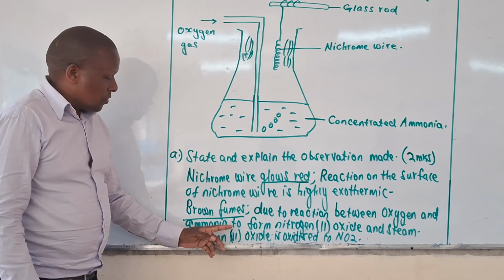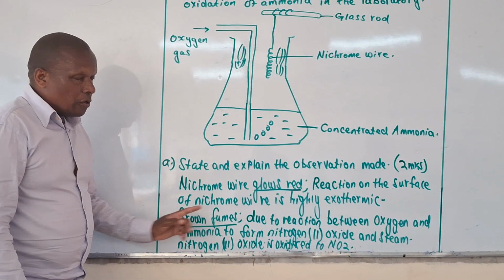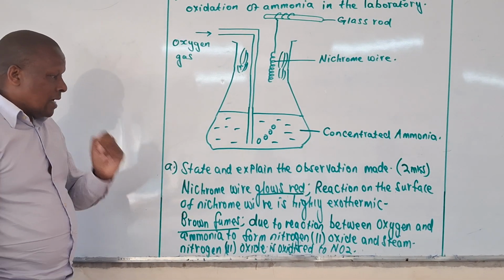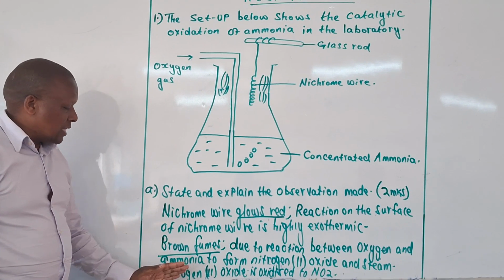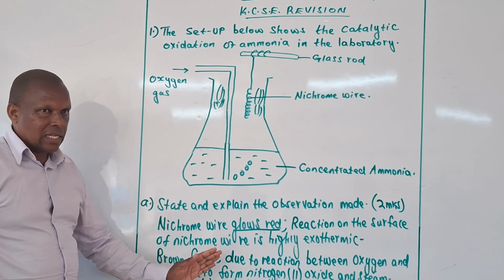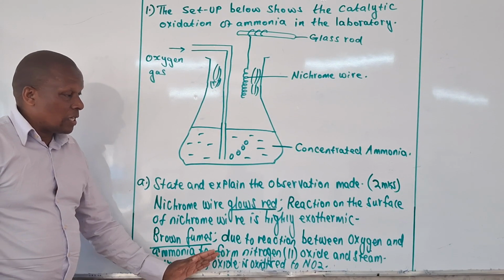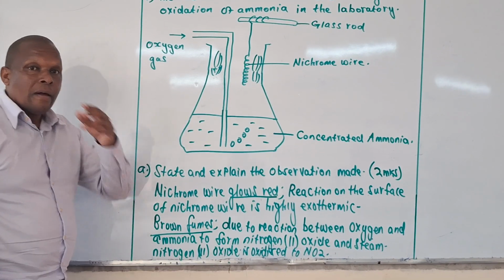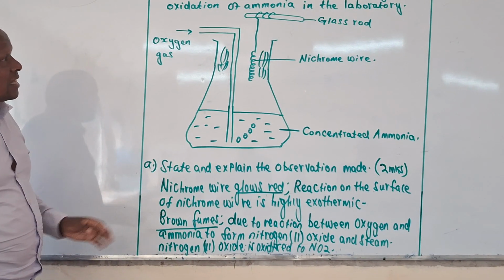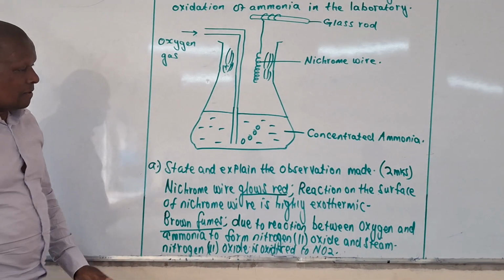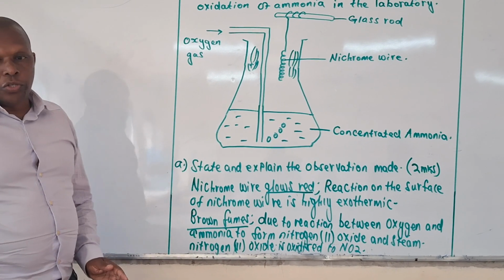Are we together? So in this same one, brown fumes, that is observation, and then due to reaction between oxygen and ammonia to form nitrogen 2 oxide. And what? Steam. Then the nitrogen 2 oxide is oxidized to nitrogen 4 oxide. By what? By air, which is present inside the conical flask. Okay? That is it. So we go to the next.